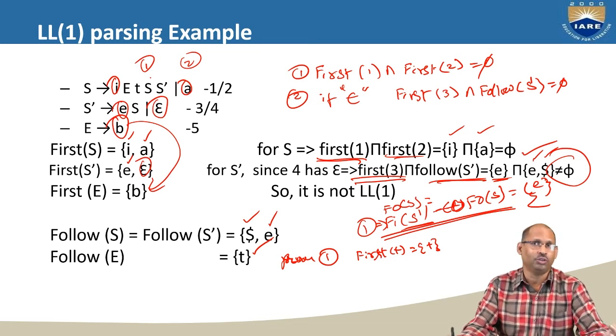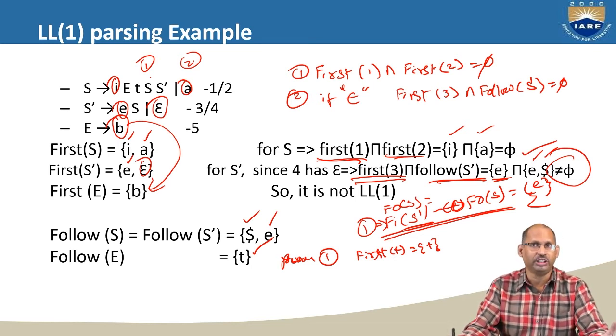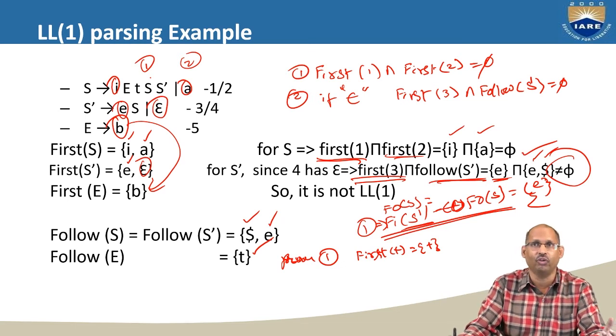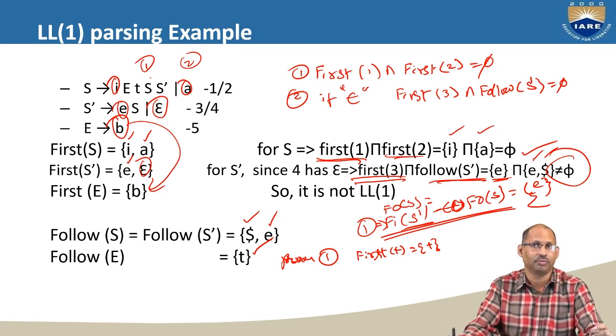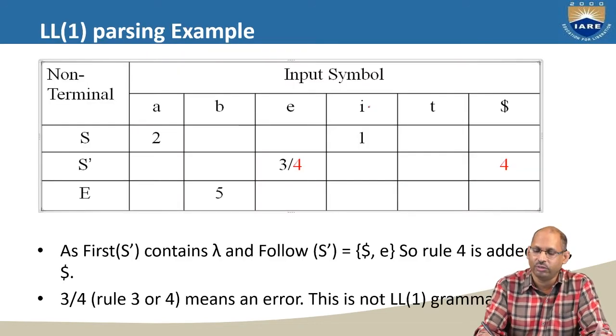But we will try to construct a predictive parsing table. Then we'll see what the result will be. So for each and every variable, we consider its first of the variable elements. In those non-terminal columns, we write the production. For the first production, this is i. So in the i place, we write the first production.